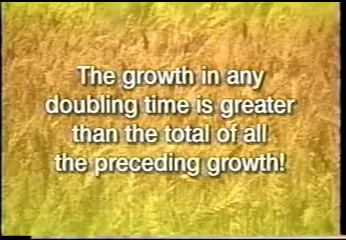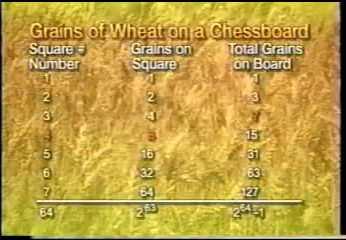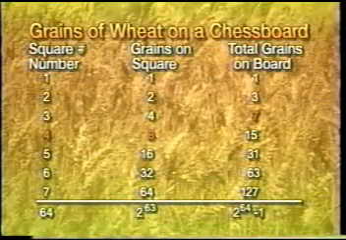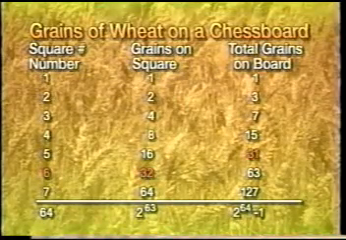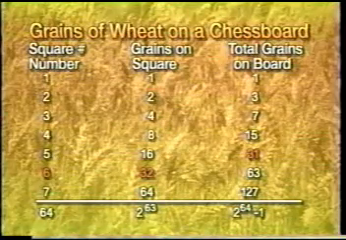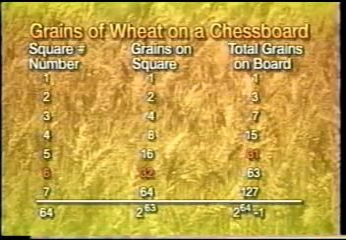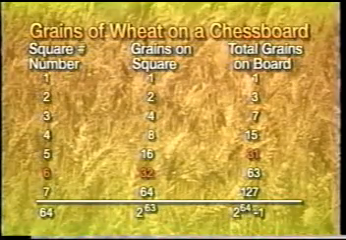We just started with 1 grain, but we let the number grow steadily till it had doubled a mere 63 times. Now, there's something else very important. We should note that the growth in any doubling time is greater than the total of all of the preceding growth. For example, when we put 8 grains on the 4th square, the 8 is larger than the total of 7 that were already on the board. When we put 32 grains on the 6th square, the 32 is larger than the total of 31 that were already on the board. Every time the growing quantity doubles, it takes more than all that you'd used before.